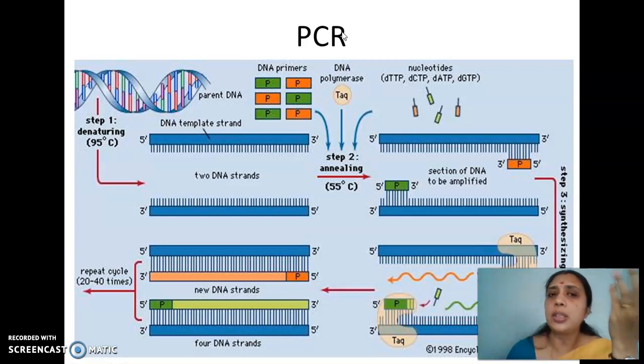Again, PCR is of different types, and recently, for COVID-19 etc., we are using RT-PCR.